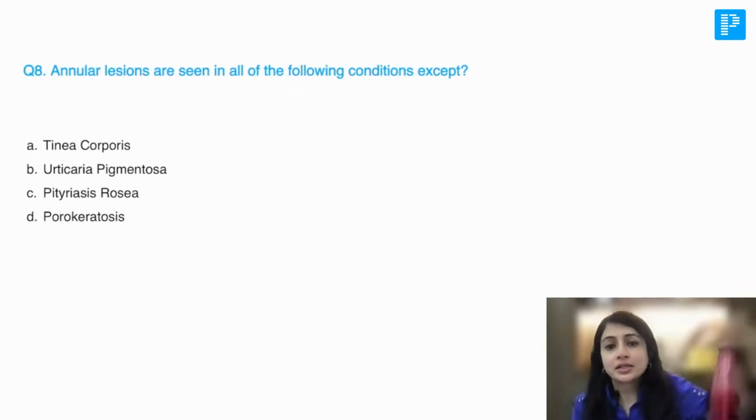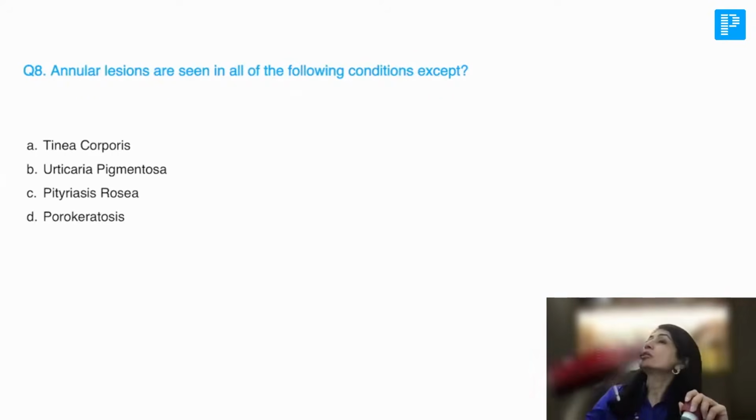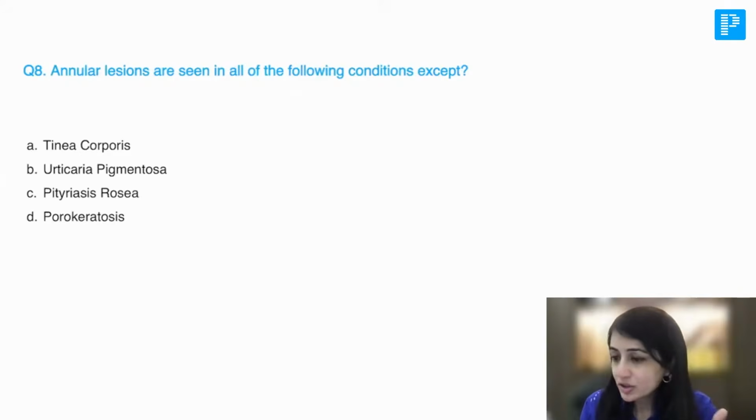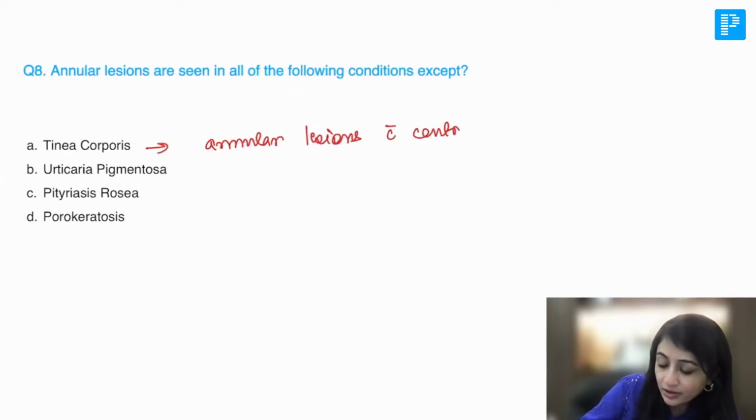Annular lesions are seen. So dermatology is all about description, as I always say. And so there are a lot of annular lesions that we see. So where do we not see annular lesions? That is what I expected, and that's okay. I knew there would be confusion between B and D. Now, obviously we all know that tinea corporis presents with annular lesions with central clearing, right?